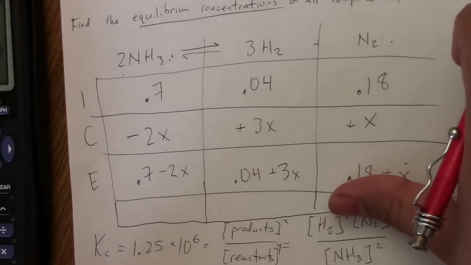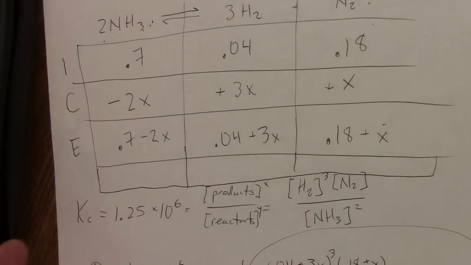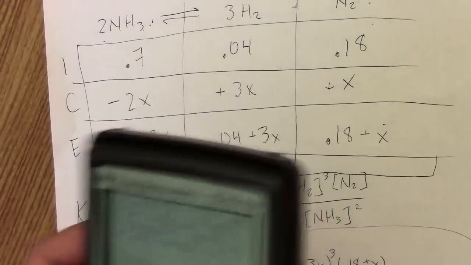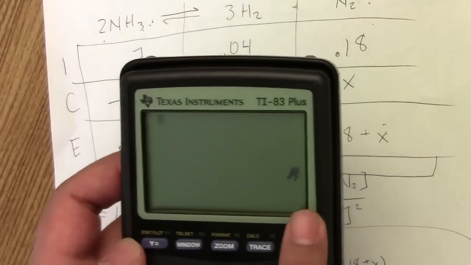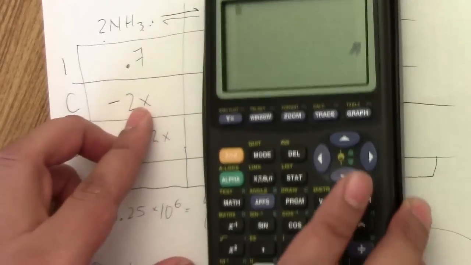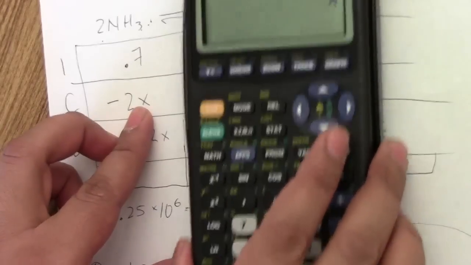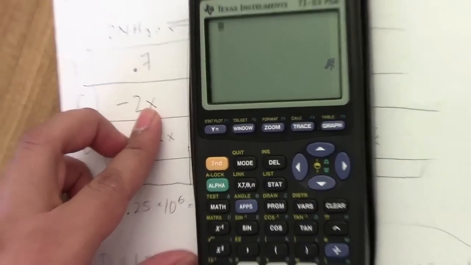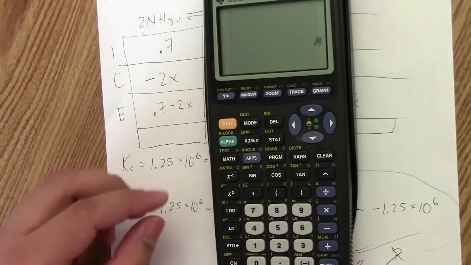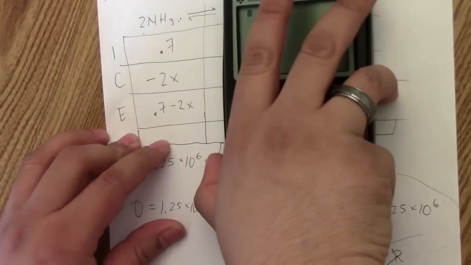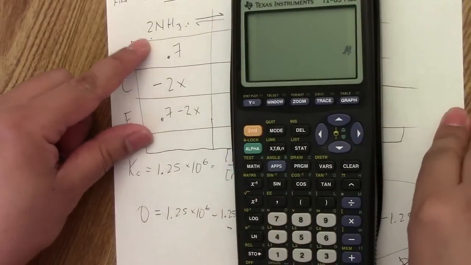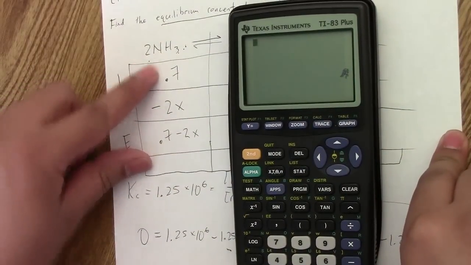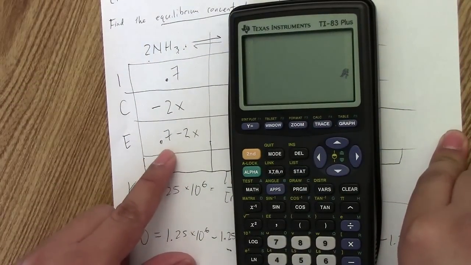So let's do that. And I'm going to show you what I like to do as a little bit of a shortcut. So here's my calculator. Here's its beauty mark. It's very nice, right? All right, so for our concentration of NH3, we have 2 NH3, and here's our expression for equilibrium.